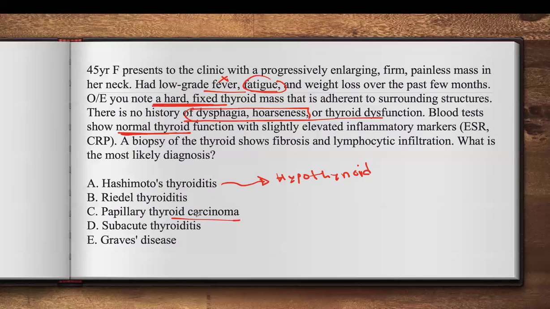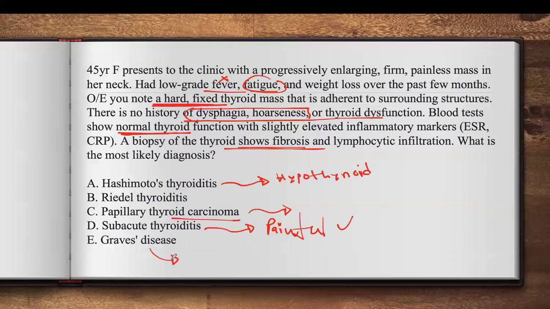Why not papillary thyroid cancer? Because we already know papillary thyroid cancer would have a few other findings in the biopsy. Why not subacute thyroiditis? This is the only thyroid problem which comes as a painful thyroid gland. So that is the first thing. Because it is painless, we don't think about subacute thyroiditis anymore.